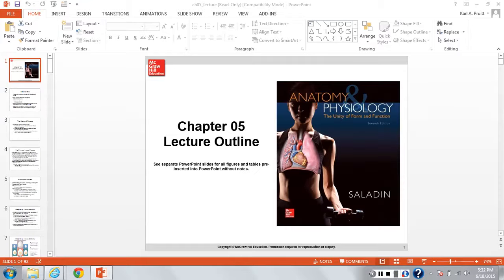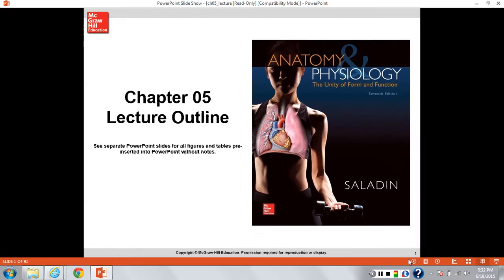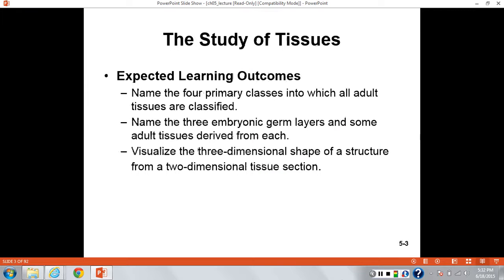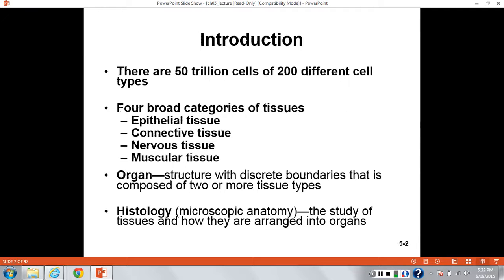Alright, chapter 5. We're going to be looking at tissues in this chapter. There are four basic types of tissues we're going to be looking at: epithelial, connective, nervous, and muscular tissue. And remember, a group of cells make up tissues, a group of tissues make up organ systems. Cytology is the study of cells. Histology is the study of tissue.